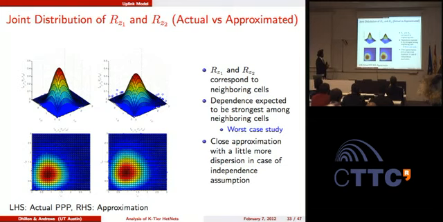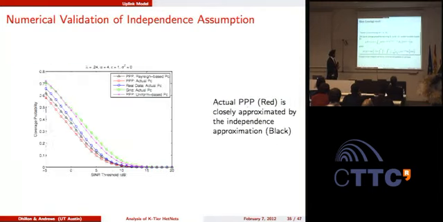This is the joint distribution for RZ1 and RZ2, the PDFs. And on the right hand side, we have this distribution under the independence assumption, and we see that they are actually quite close. The only difference is a little dispersion of this PDF. The reason being that you are removing that constraint which we had before. So in this case, RZ1 and RZ2 are independent.